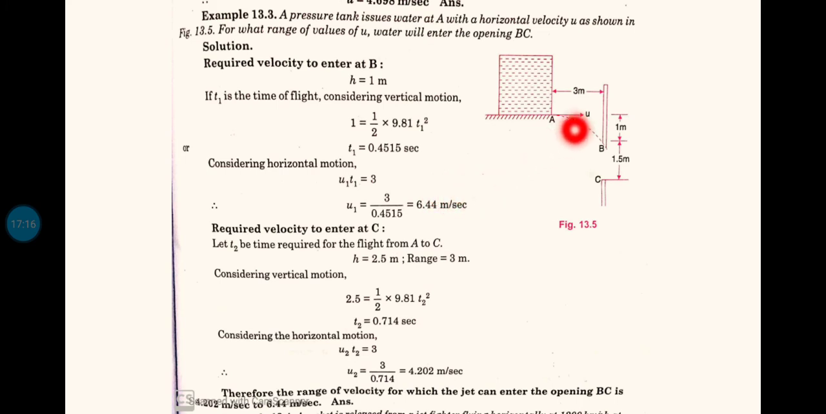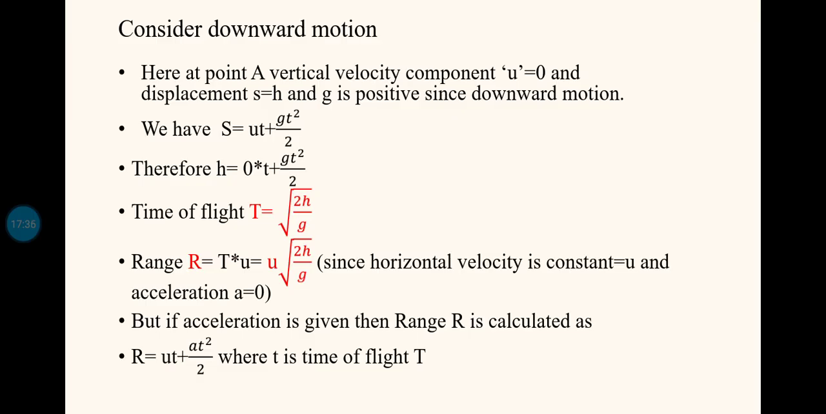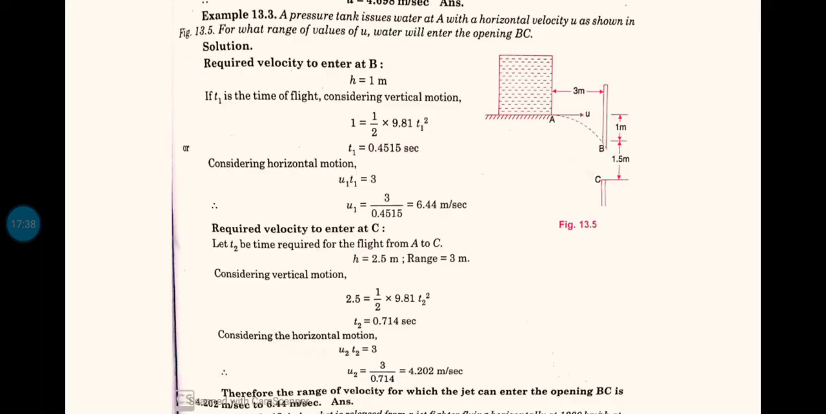In that case, the velocity is going to be constant and the distance is 3 meter. So s is equal to ut plus half at square. A is equal to 0, therefore the second term vanishes. S is equal to u into t1. So 3 is equal to u1 into t1. From that you get u1 equal to 3 by 0.4515, that is 6.44 meter per second. Similarly, we can analyze the second part. Here in the second part, the total s is 1 plus 1.5, that is 2.5 meter.